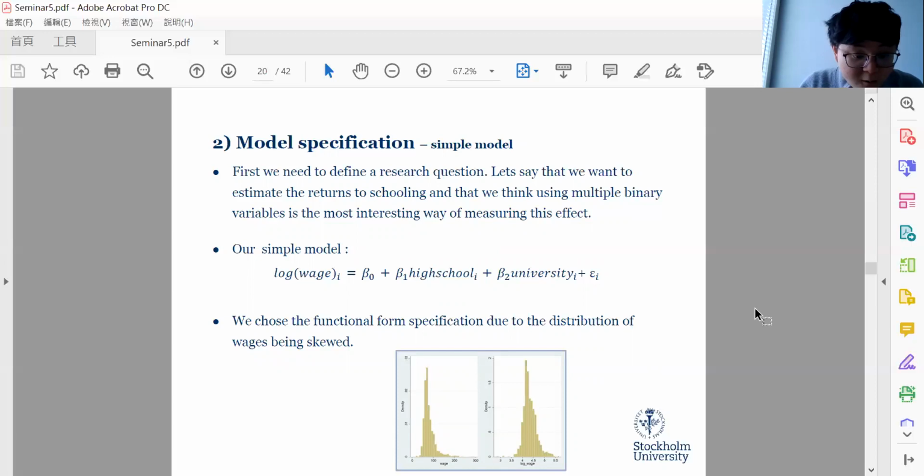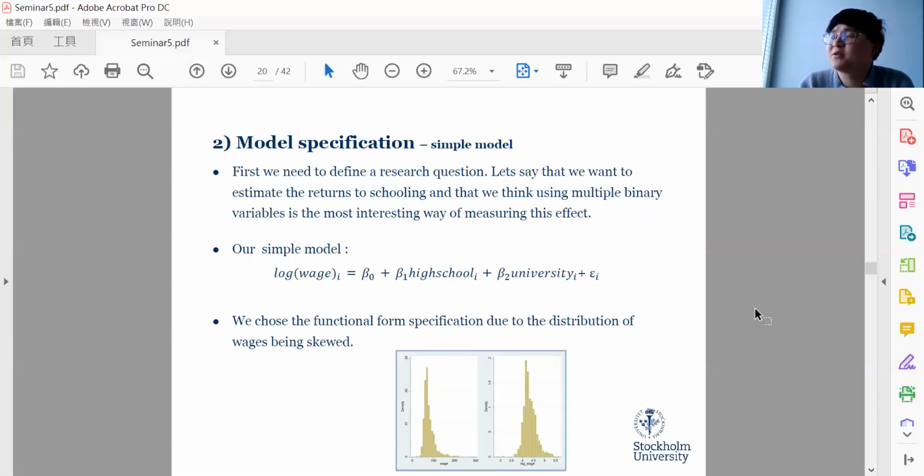And now we are going to show you how we write a term paper. We will use the returns to education as an example. First, we need to define a research question. We want to estimate the returns to schooling, and we think that using multiple binary variables is the most interesting way of measuring the effect. So we use the third way.